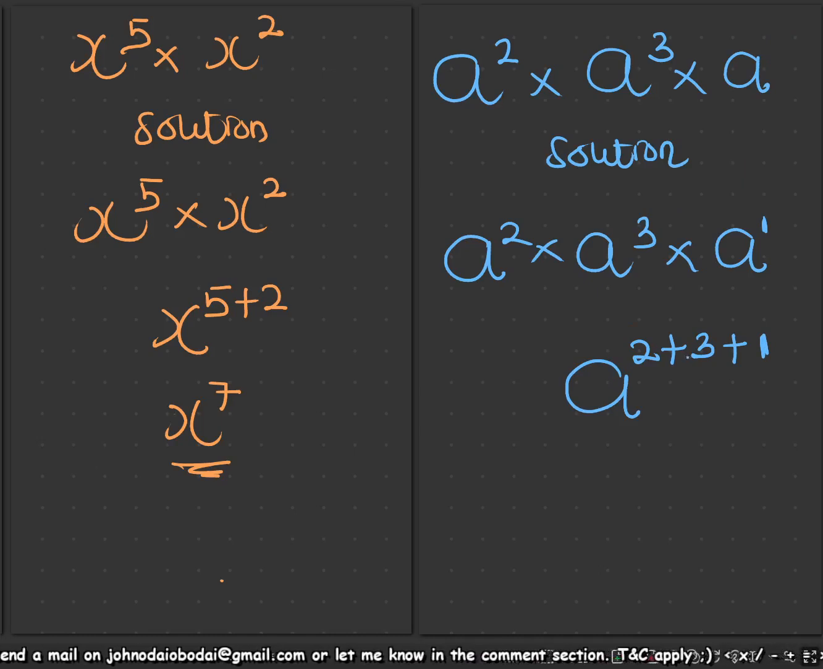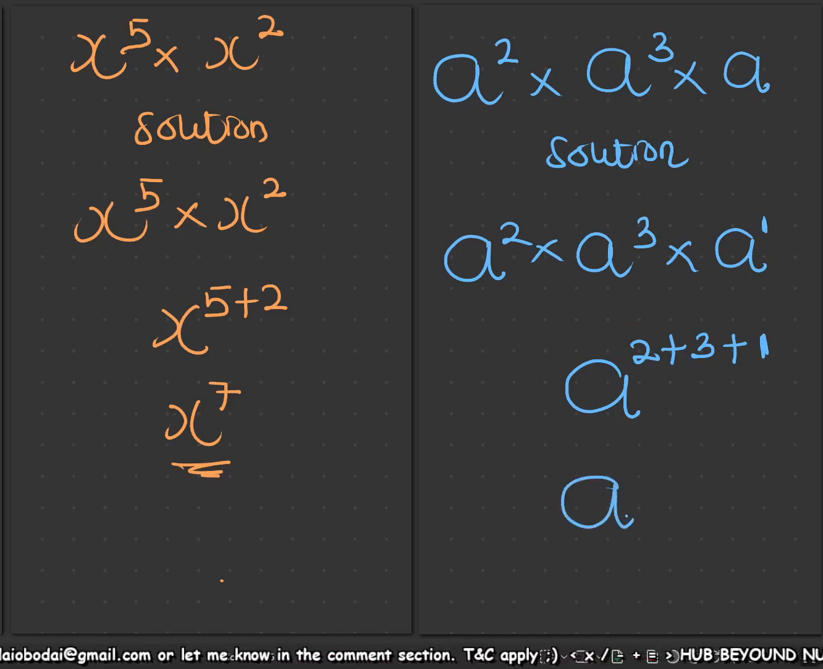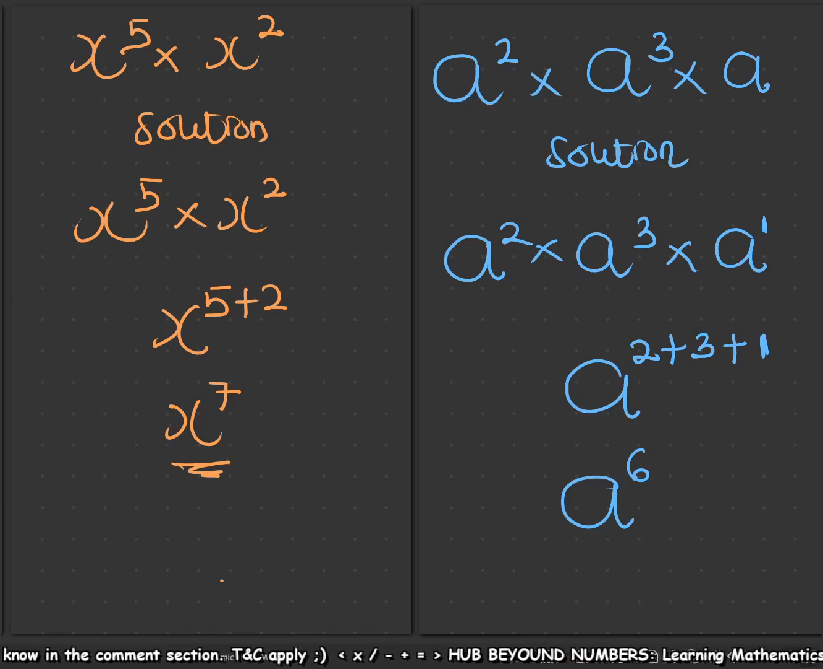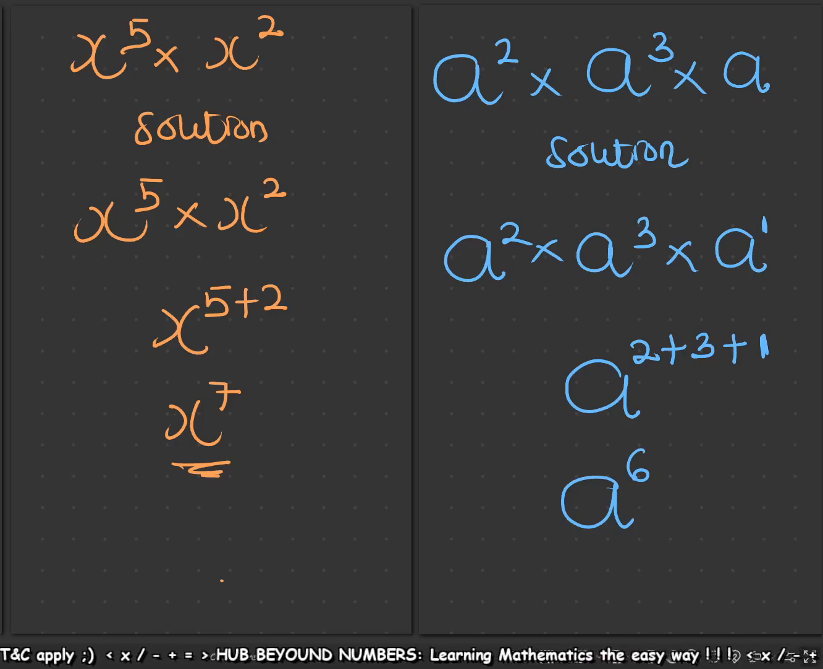Now we have 3 plus 2 plus 1, that gives us a 6. So our final answer becomes a to the power 6. Very, very simple and straightforward. At the end of this lesson, I'll put some exercises there you can try to test your understanding.